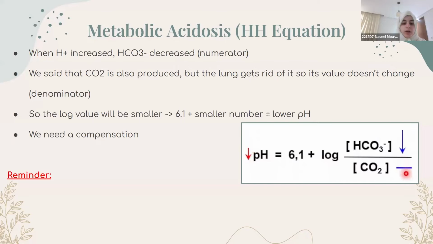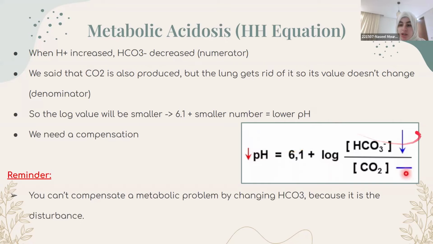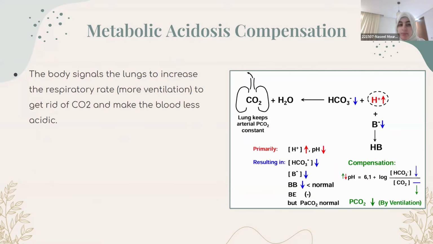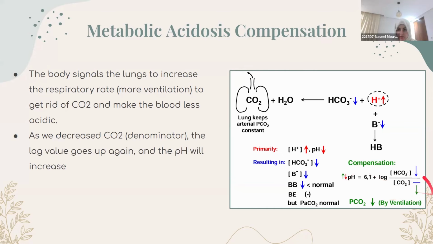Now, reminder, again, you cannot compensate a metabolic problem by changing the HCO3 minus, which is the bicarbonate, because this is part of the disturbance. So you can change the carbon dioxide. Okay? Now, this is what happens. The body would signal the lung to do what? If I want to decrease my carbon dioxide, I'm going to start breathing faster. Okay, I'm going to breathe faster, and then this way I'm going to exhale more and more carbon dioxide. So you see the green arrow here, my carbon dioxide goes down. Now, when my carbon dioxide goes down, what happens to my pH? It goes up. Okay, see the ratio here? Now you're having two small numbers over each other, you get a bigger number, you're going to increase pH.